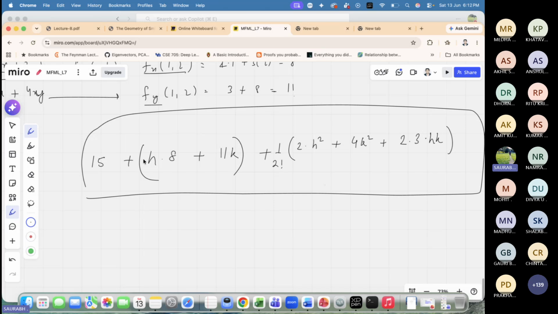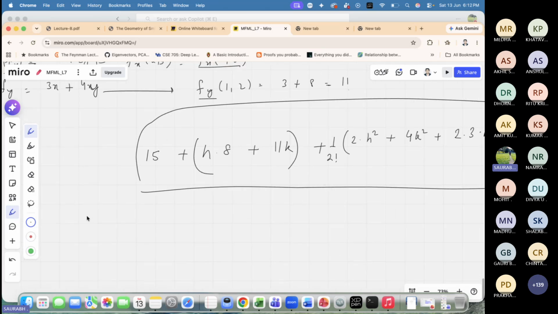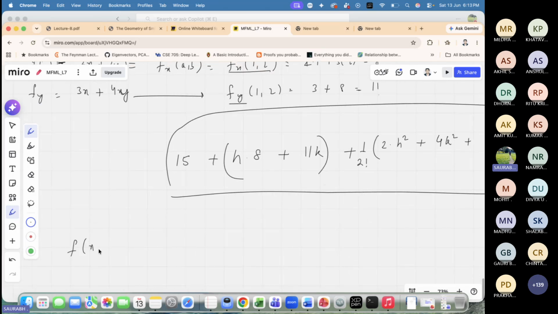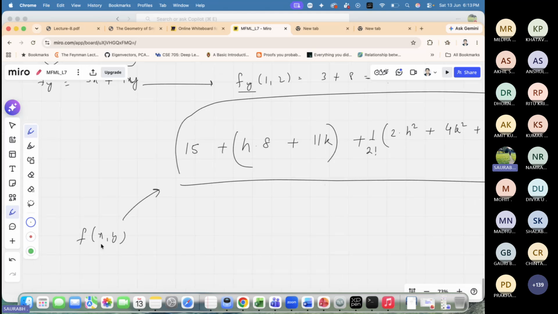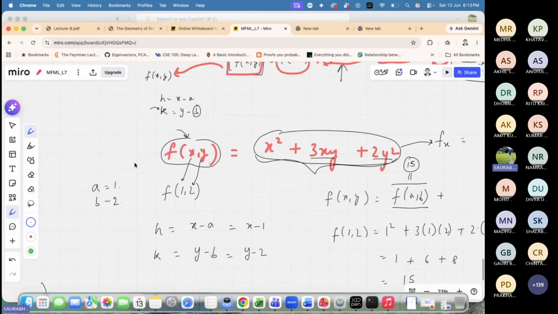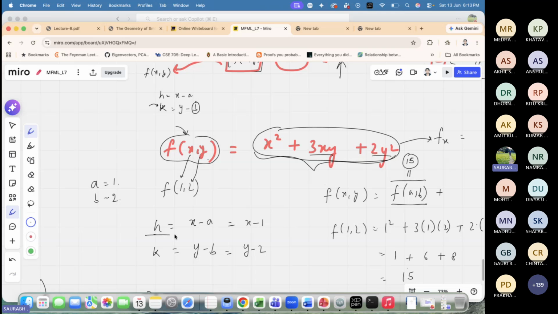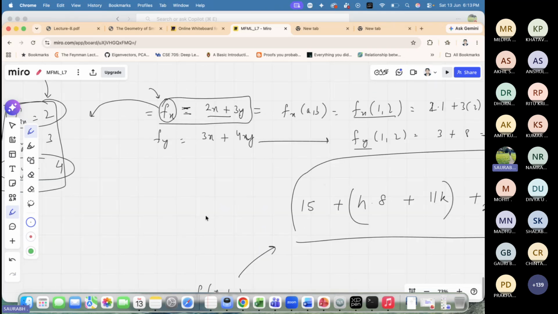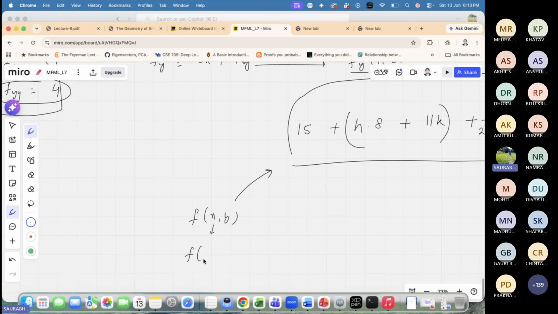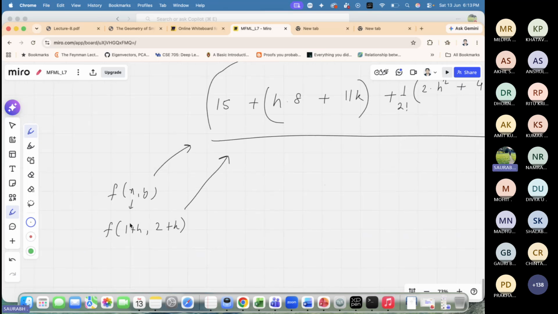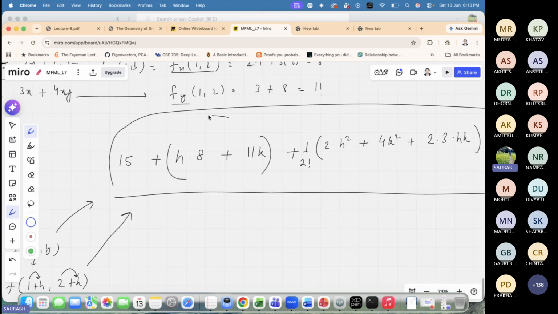You already know what the value of f of xy is. x is equal to h, which is x minus a, hence x is equal to a plus h, or 1 plus h. So you have f of 1 plus h and 2 plus k. This is that expansion, around h units away from 1 and k units away from 2. This is the approximation of the function.